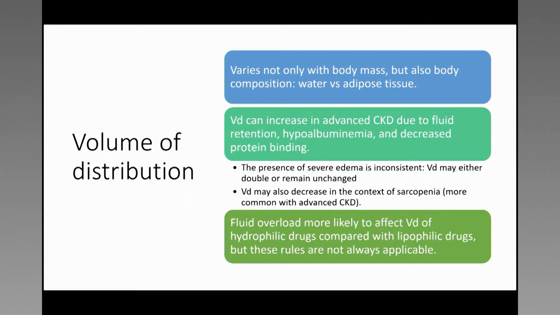Some patients can have sarcopenia, which means general muscle wasting, and this is a particular problem with patients with advanced chronic kidney disease. And in that case, there may even be a decrease in the volume of distribution. So it can be concluded that volume of distribution can change. It can go up and it can go down, and that depends on the drug. And I'm sorry that I can't give you any more reliable predictions around that.